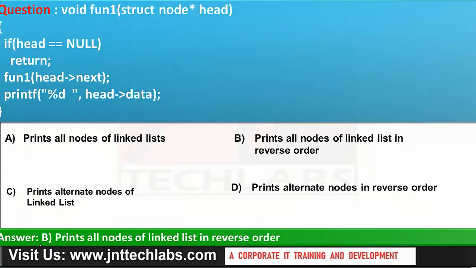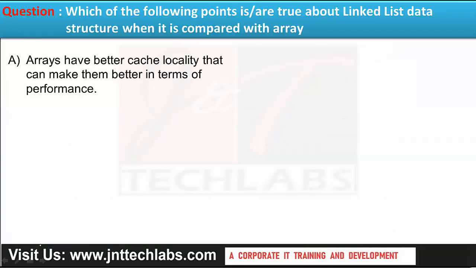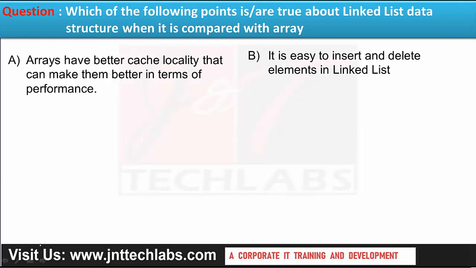And coming to another type of question. Which of the following points are true for the linked list data structure when it is compared to arrays? Arrays have better cache locality that can make them better in terms of performance. When we are using array data structures, we can access each and every element with the same speed. But a linked list is not like that. So this is also correct. And coming to another one, it is easy to insert and delete elements in a linked list. Insertion and deletion is not that easy in arrays, but in a linked list it is correct.